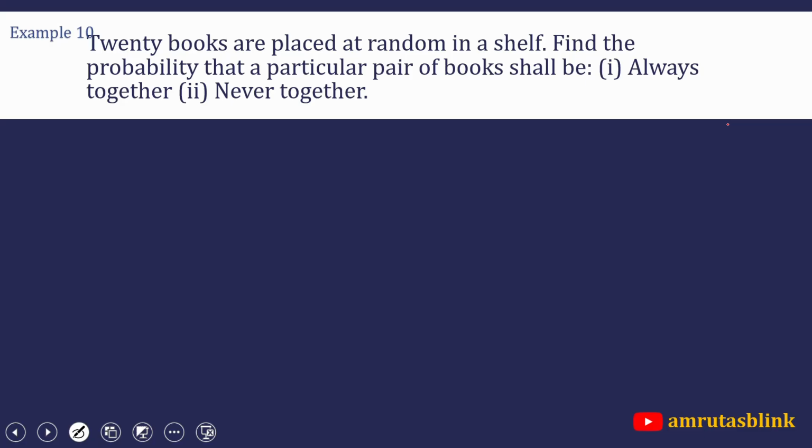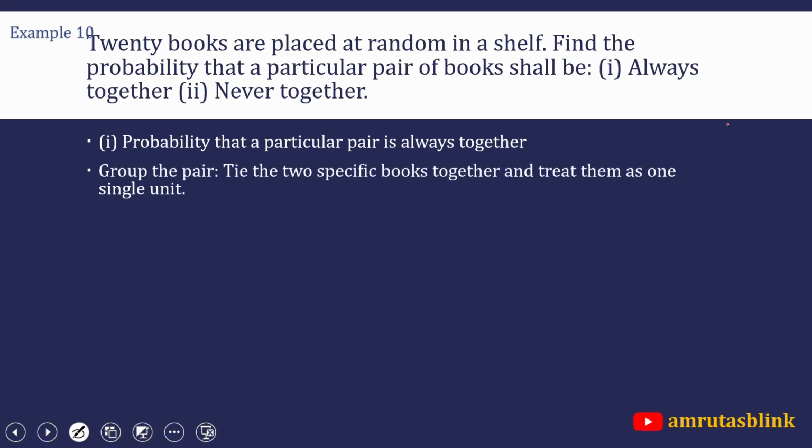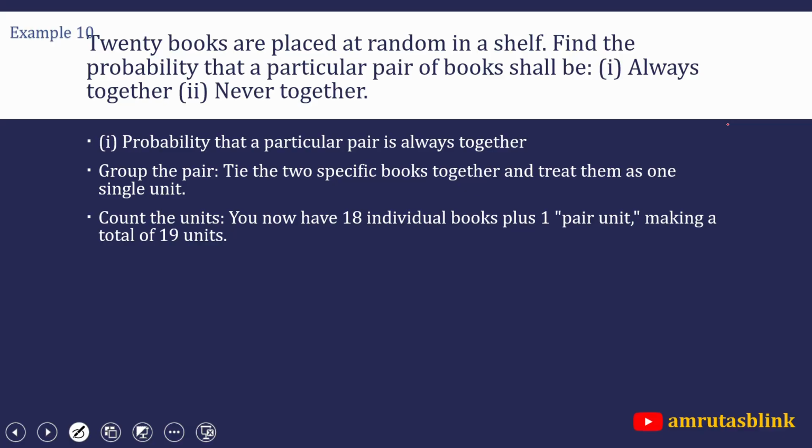Now how is the required arrangement? In the first case, a particular pair of books shall be always together, so we need to calculate the probability of this first case. Let's say we group that particular pair. We will tie any 2 specific books together and treat them as one single unit. So there are 18 individual books now, plus this one pair of books. So how many total units are there? 18 individual books plus this one pair, that is 19 units.